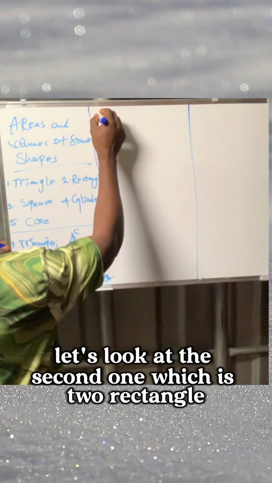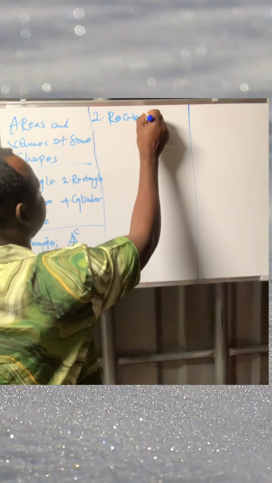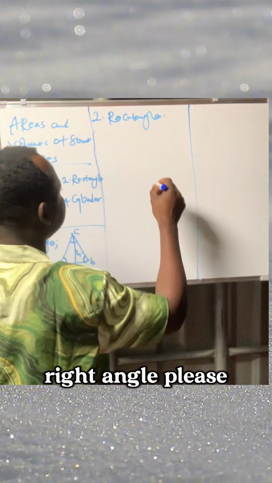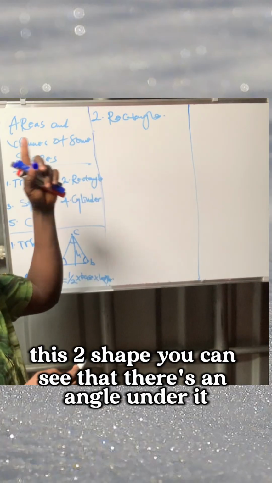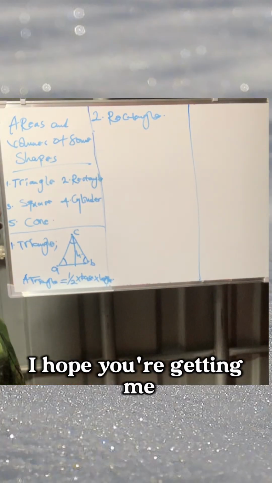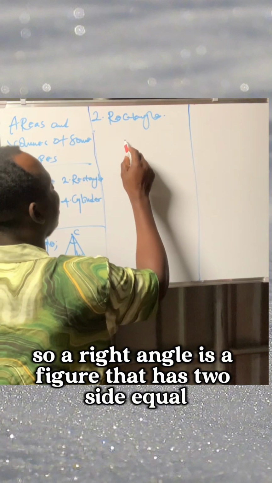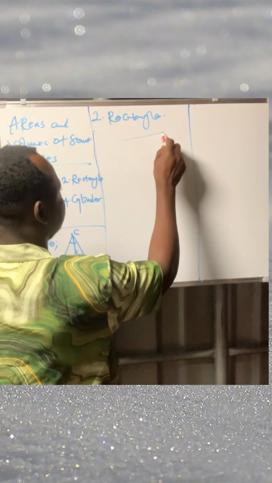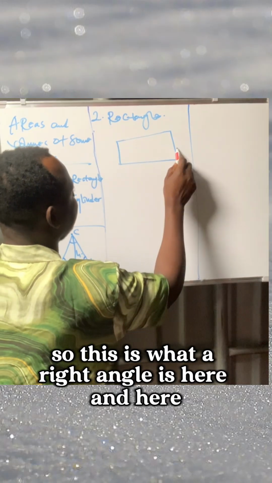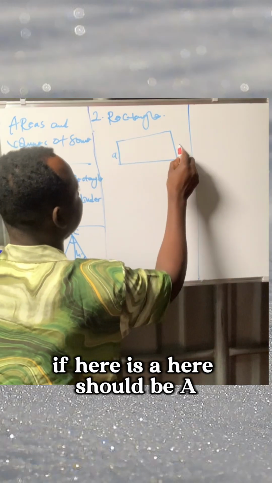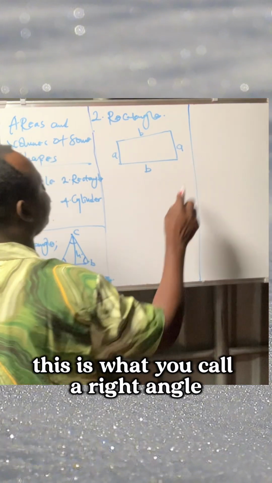Let's look at the second one, which is the rectangle. In every shape, these two shapes, you can see that there's an angle under it. A rectangle is a figure that has two pairs of sides equal. If here is A, here should be A. If here is B, here should be B. This is what we call a rectangle.